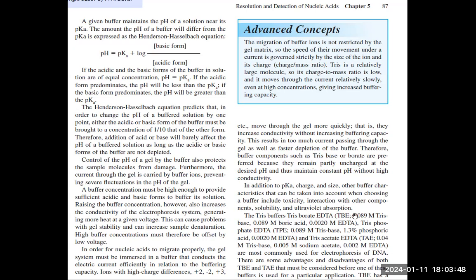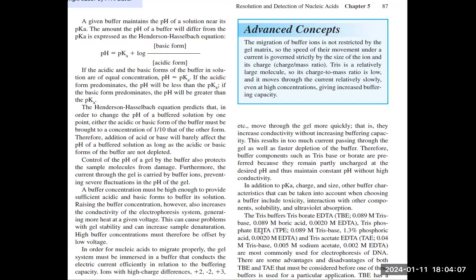We have three types: TBE, TPE, and TAE. It's funny, some will read this one as TAE. No, it's trace acetate EDTA. This is the one that we'll be using in our lab actually. We also have trace borate and trace phosphate EDTA.